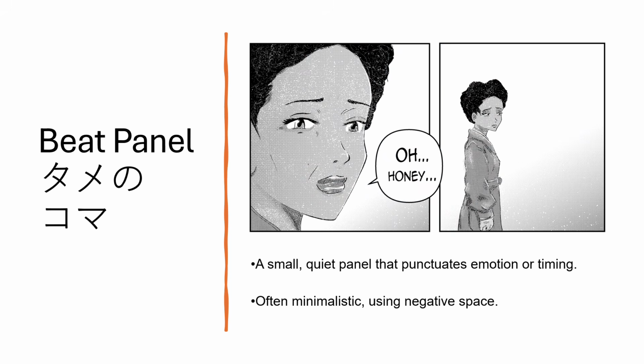A beat panel, or tamino koma, is a panel that you use to emphasize. You can use these for timing and to set up unexpected moments or dramatic scenes. So it's just a panel right before the thing takes place. Instead of just immediately getting into the thing that happens or showing the thing, you can go off for a moment, or you can do a little pause. This is just controlling pacing.